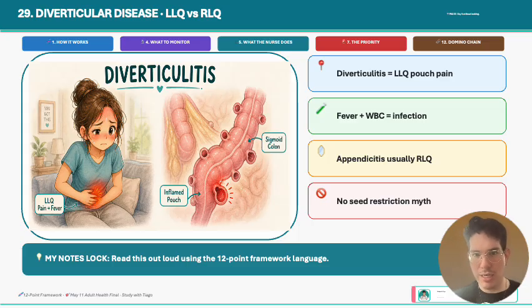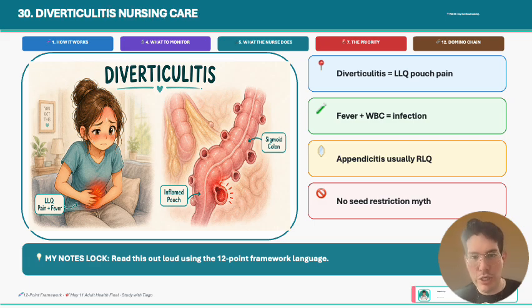So complications of diverticulitis include abscess, perforation, peritonitis, fistula, obstruction, and sepsis. So I do not treat it as simple belly pain if the patient has fever, worsening pain, guarding, or signs of perforation, right? So think of diverticulitis usually lives on the left. Appendicitis usually screams on the right, all right?